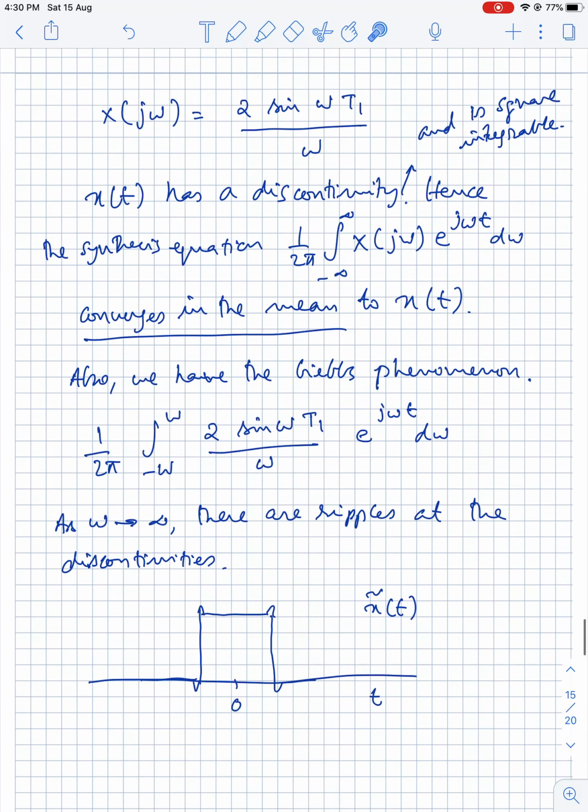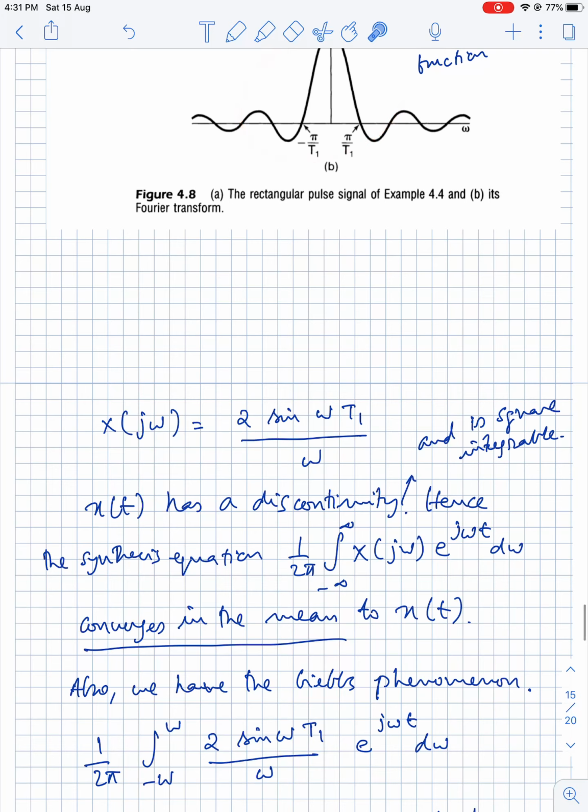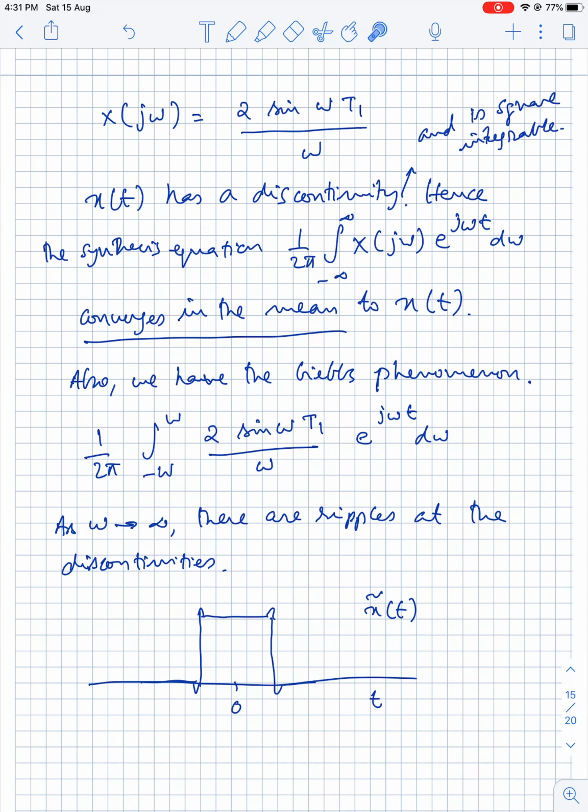Essentially, what that means is, if you take the inverse Fourier transform, which is 1 by 2 pi, integrated from minus omega to omega, e raised to j omega t, as omega tends to infinity, how does the synthesis of these coefficients come back to x of t? Because it is convergence in the mean, you will see that the Gibbs phenomenon which we saw earlier is present here also.